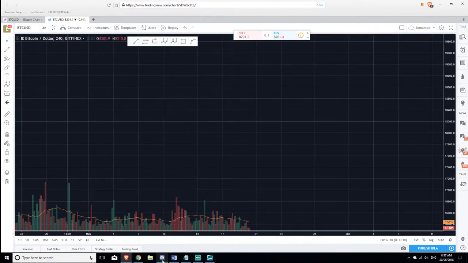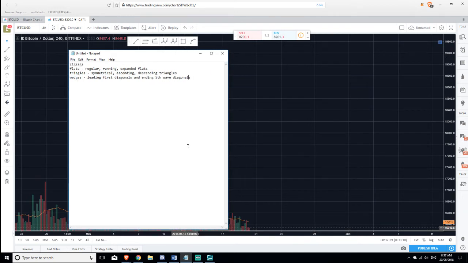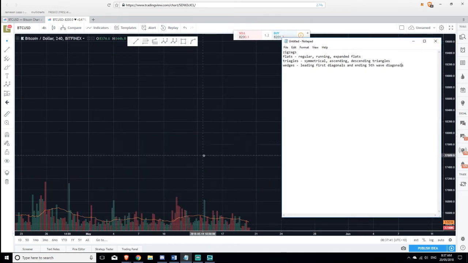Oh yeah. So you've got zigzags, flats, triangles. Usually it's symmetrical, but I guess you could also apply it to ascending, descending triangles. And then you've got wedges, which are usually leading first diagonals and ending fifth wave diagonals. So it's a lot. There's a lot of theory in which these things can go through. So, in essence, we'll just start with the zigzags then.